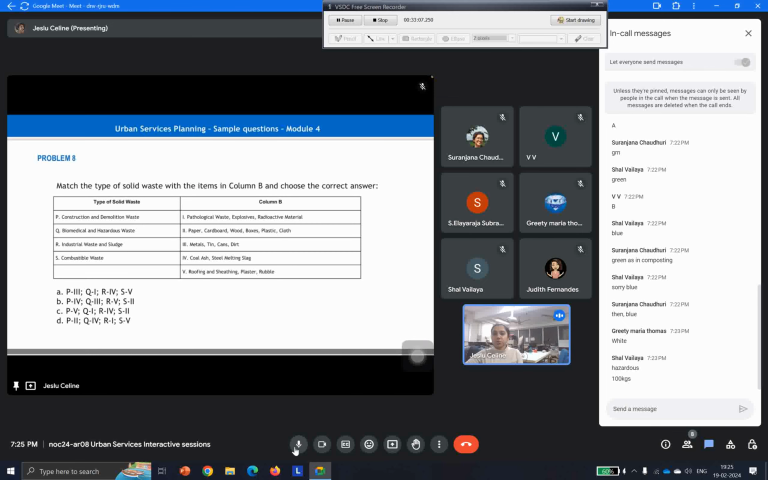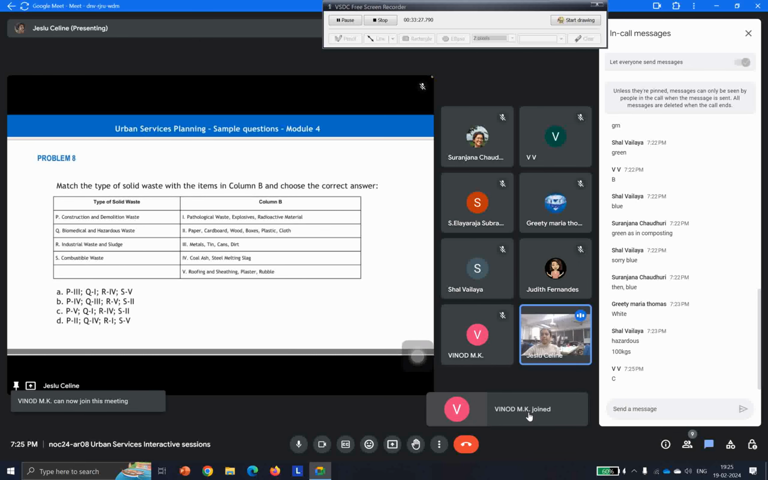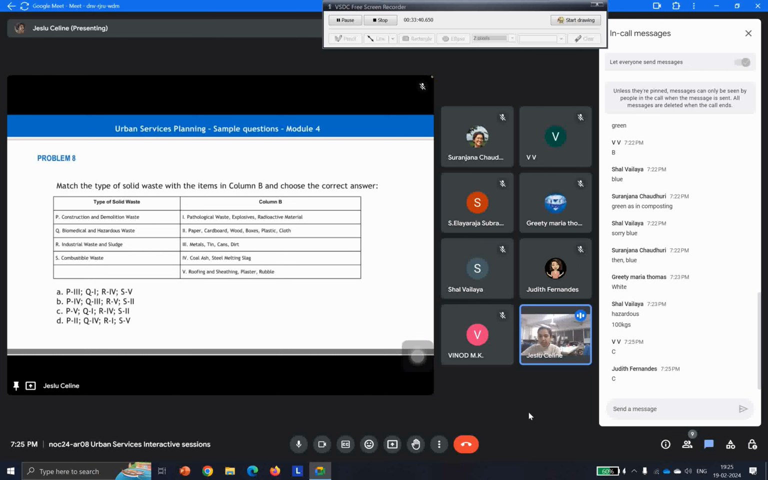Match the type of solid waste with the items in column B and choose the correct answer. So we have different solid waste types and some examples of these elements. First one is construction and demolition waste, Q, biomedical and hazardous waste, R, industrial waste and sludge, S, combustible waste. And in column B, we have pathological waste, explosive, radioactive material, paper, cardboard, wood, boxes, plastic, cloth, metals, tin, cans, dirt, coal, ash, steel, melting, slag, roofing, and sheeting, plastic, rubber.